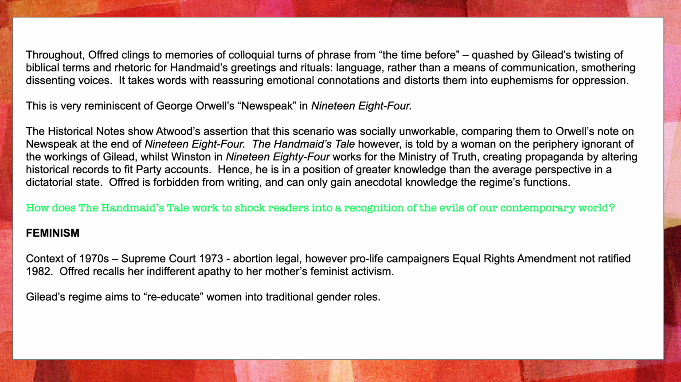That's very reminiscent of Orwell's Newspeak in 1984, that we will come to have a little look at later in this episode. The historical notes show Atwood's assertion that this scenario was socially unworkable, comparing them to Orwell's note on Newspeak at the end of 1984. There is something that appears to be a postscript about Newspeak at the end of Orwell's novel that, just by its subtly being written in the past tense, gives readers a hope that such a regime couldn't survive.